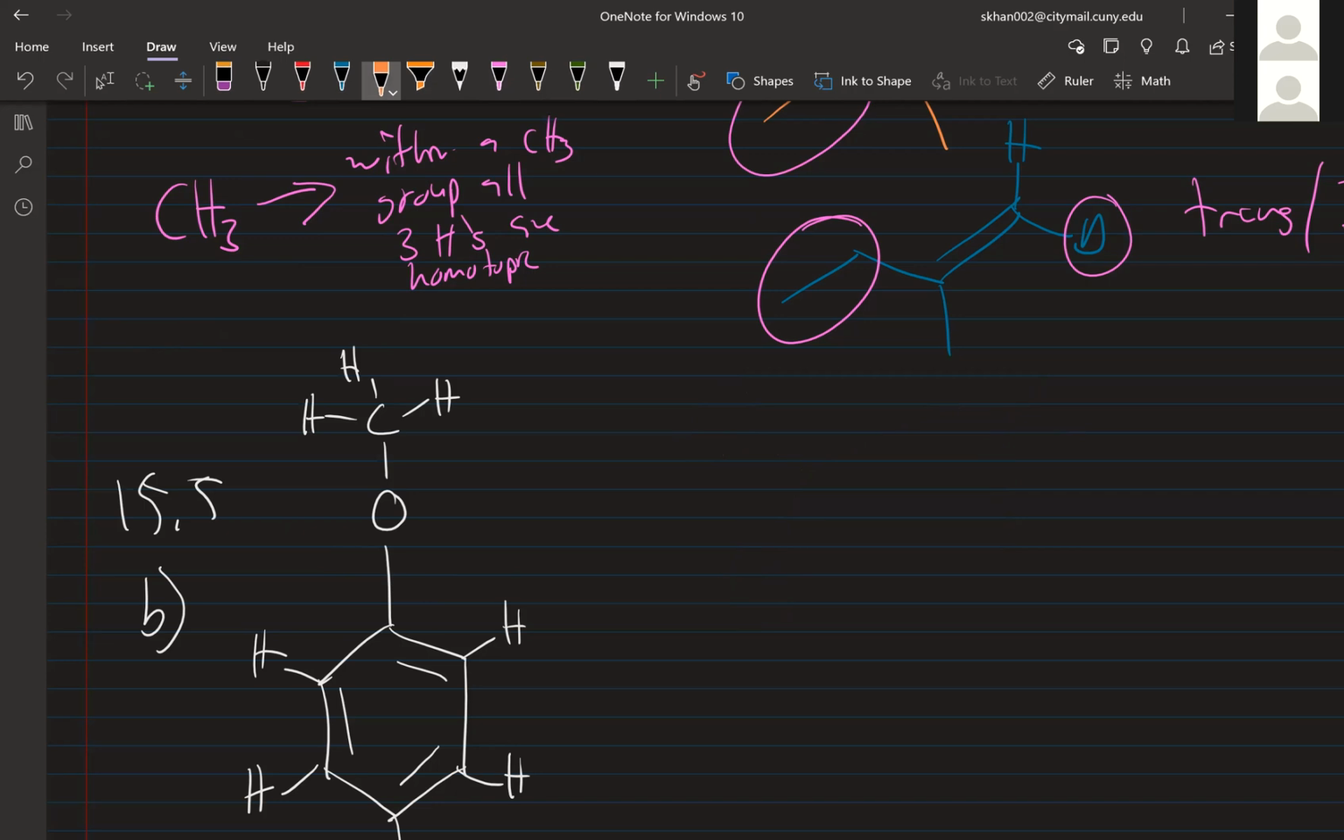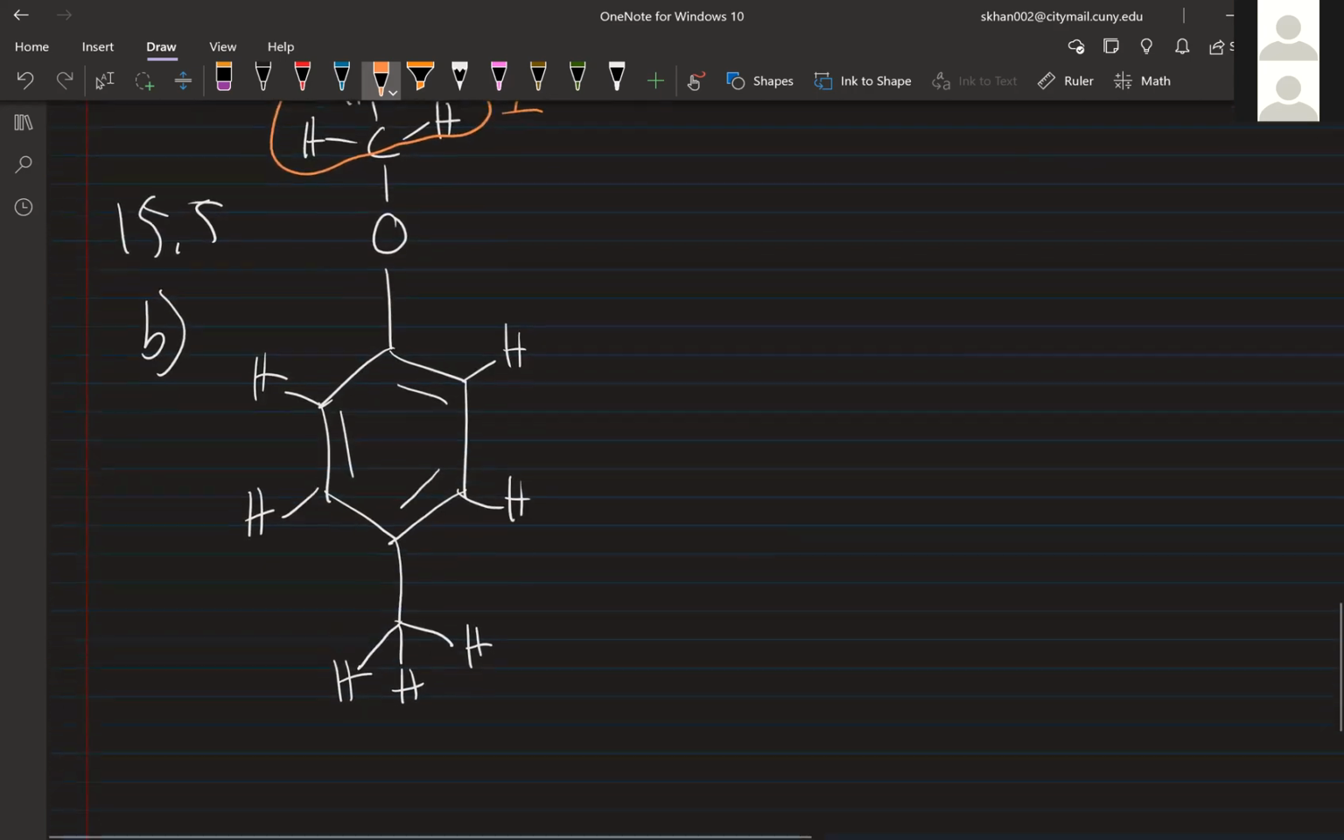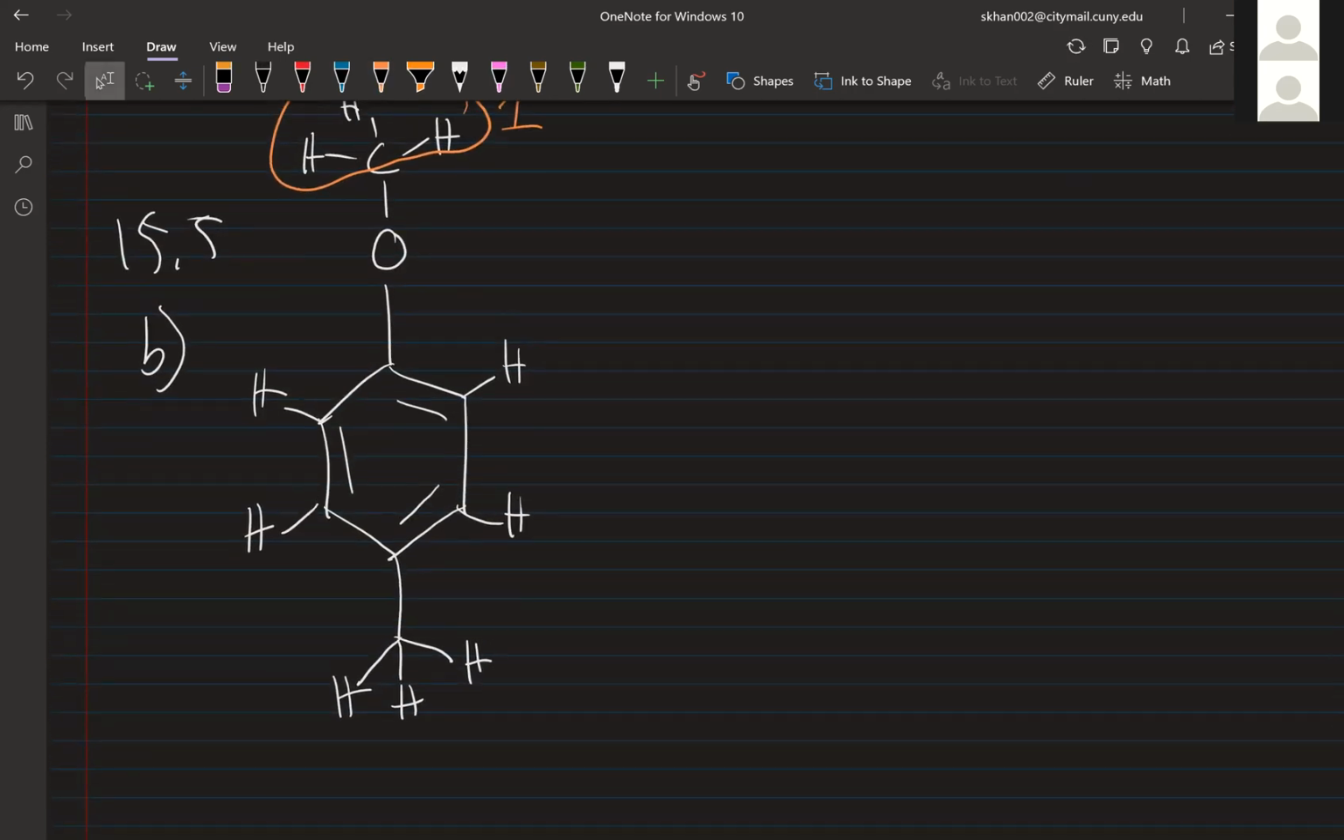What color should I use? Just use orange. So one signal here. Okay, let's move down to the other methyl group. Based off that logic, we get one signal, 2, 3, also one signal there.